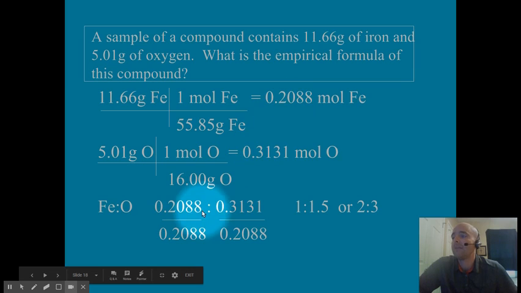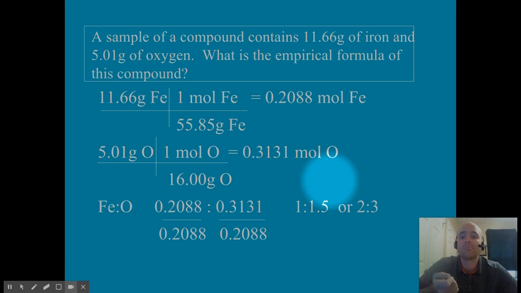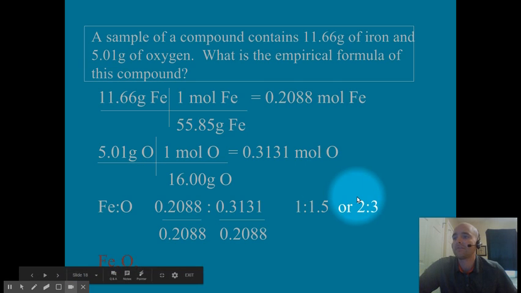ratio here. If we divide by the smallest number, this will turn into a 1, and this will turn into a 1.5. Now we'll adjust it just a little bit so that these are whole numbers, and we'll get a 2 to 3 ratio. So our answer, or our empirical formula, will be Fe2O3, since there are 2 irons for every 3 oxygens.